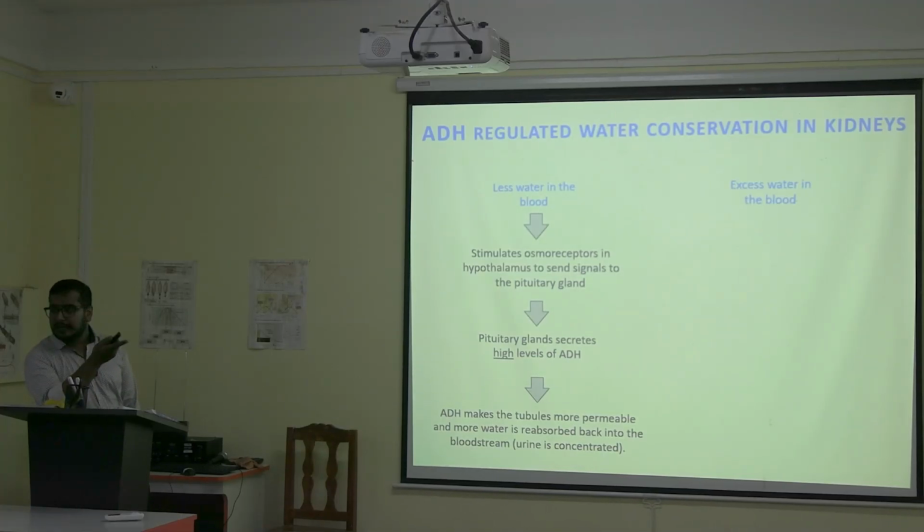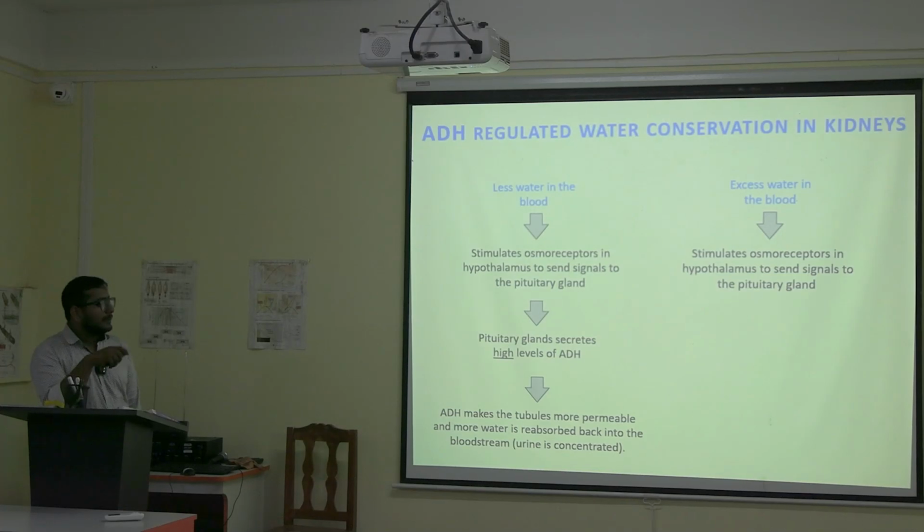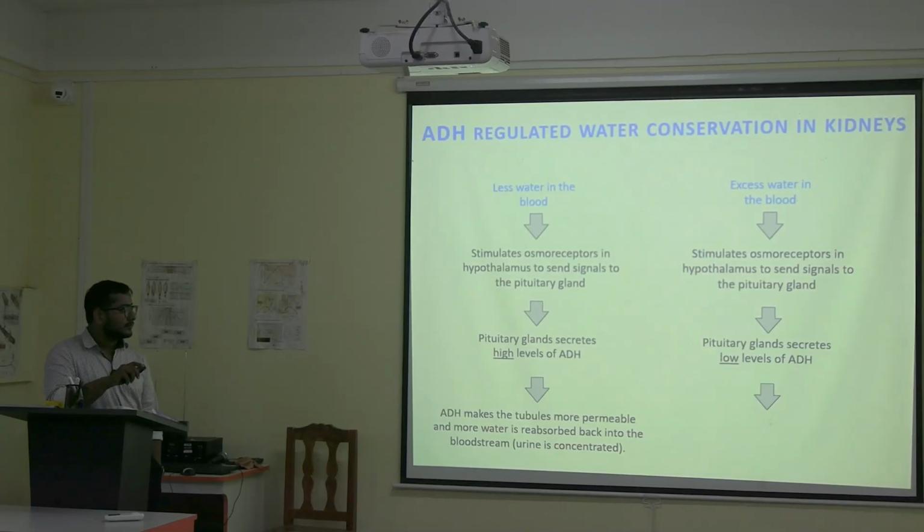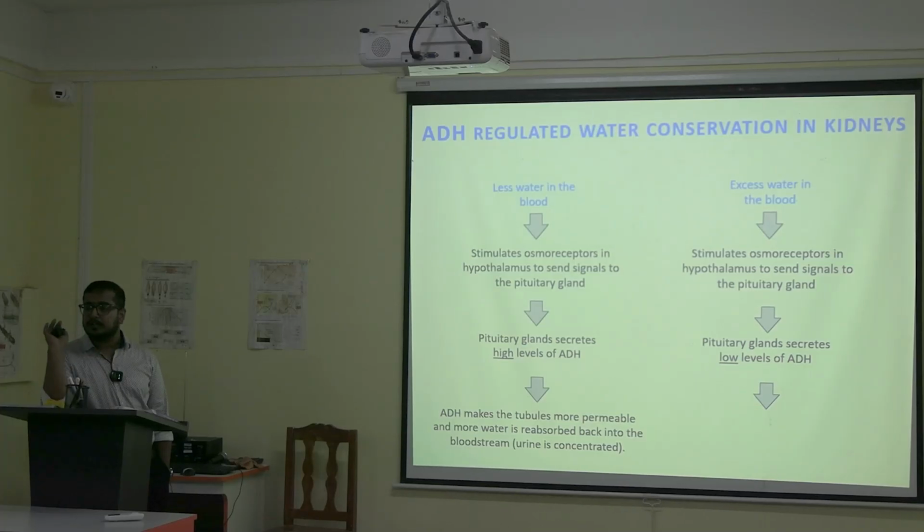Similarly, when there is excess water, imagine the water is absorbed and there is a sufficient amount of water in your blood. At that time it will again send a negative feedback to stop the release of the antidiuretic hormone. The pituitary gland stops the release of ADH, and the kidney functions in a physiological manner, as it acts without the ADH.